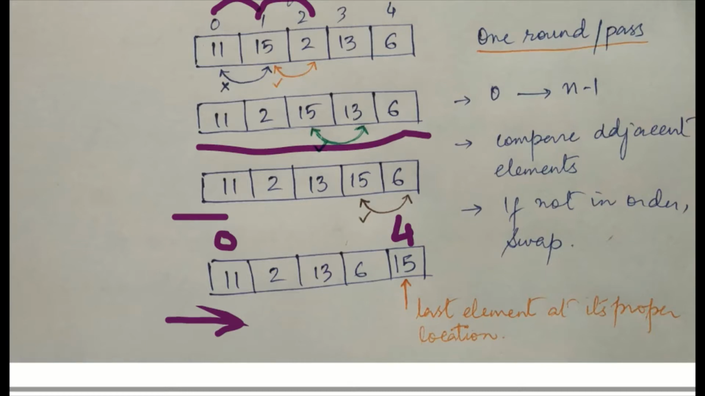You'll see at the end of every round, the last element, the maximum element in case of ascending order, will move to its correct position. So 15 should have been here. 15 was at location 1 and it moved from location 1 to location 4 at the end of the pass. So the maximum element is actually shifted or bubbled to the last location.